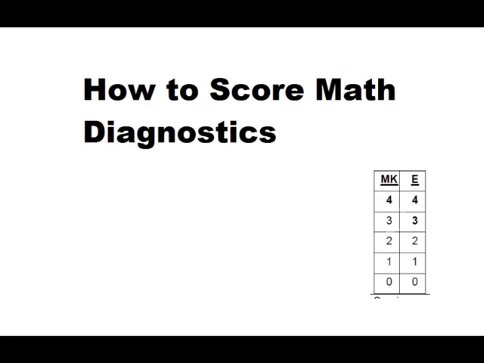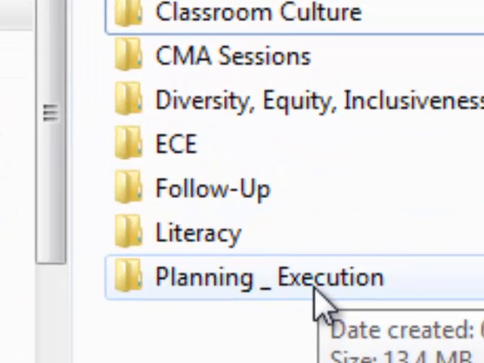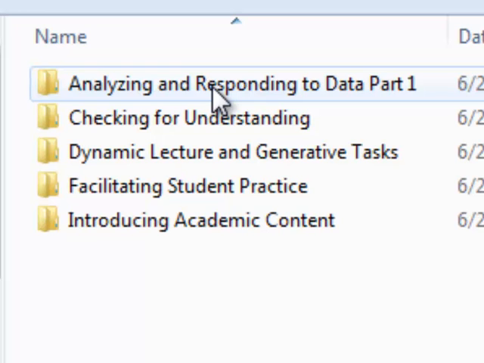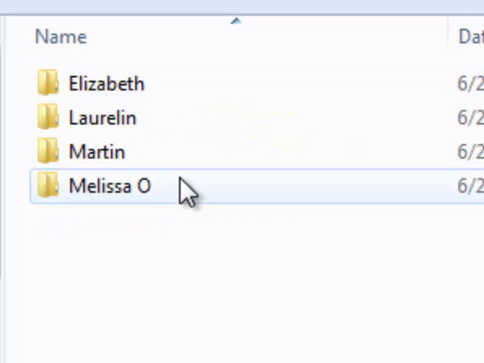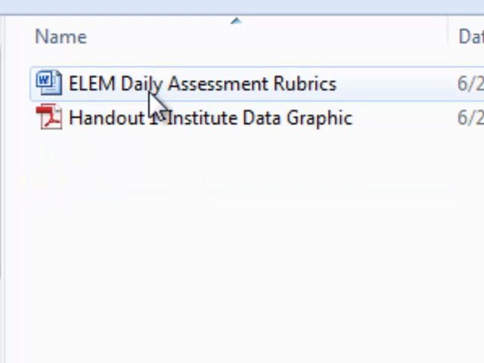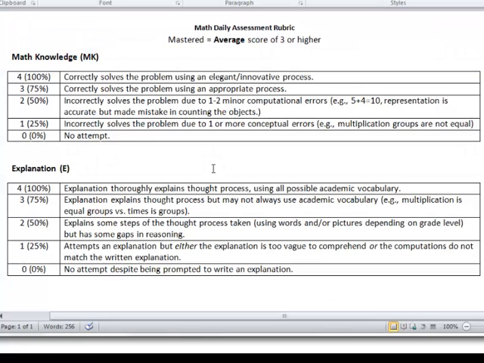I'm going to show you here. So if you open your week 2 handouts, you're going to go to planning execution. Then you're going to go to analyzing responding data, part 1. My name, Melissa O. And there it is, elementary daily assessment data. This is going to include both reading and math. I'm going to pull up just the math section now. Here is the rubric that you can use when you're grading your math diagnostic.